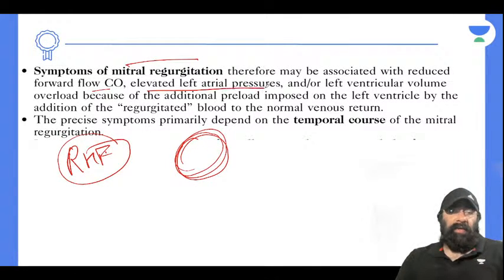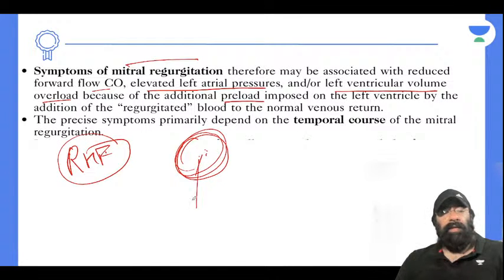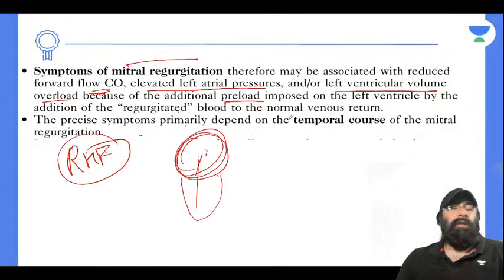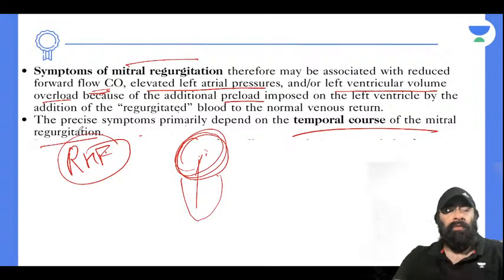Because elevated left atrial pressure is there, elevated left ventricular volume overload is there, and there is additional preload imposed on the ventricle as well as the atrium. Therefore, there is additional load imposed on the ventricle by the regurgitation. This can cause reduced forward flow, reduced cardiac output, where the symptoms will depend upon the temporal course of this issue. What does this mean? What is the temporal course?